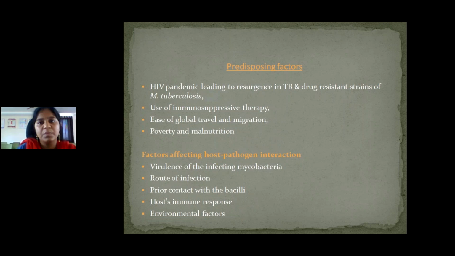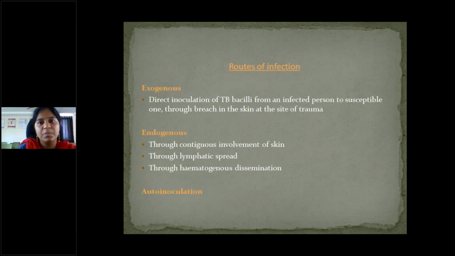And routes of infection can be either exogenous, endogenous, or autoinoculation. Exogenous is nothing but direct inoculation of TB bacillus from an infected person, when there is any trauma to your skin, and then there is direct contact from the patient who is directly having it, and direct transfer. That is exogenous.